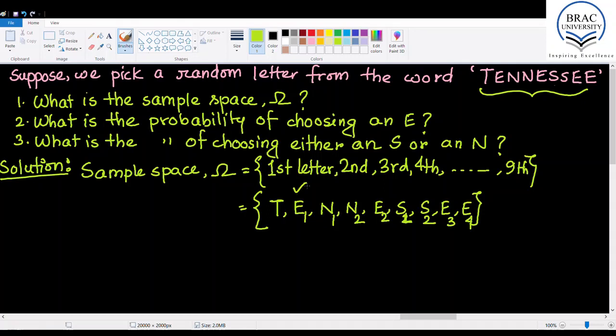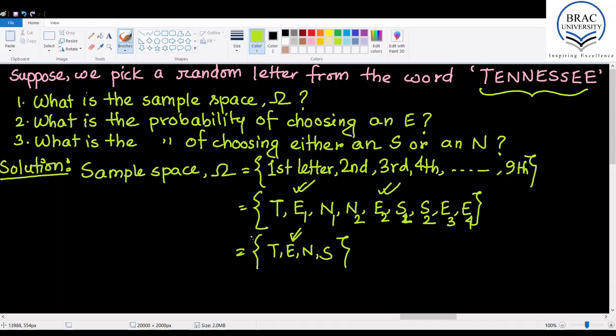So if we choose this, that means I picked the first E. If we choose this, then that means I chose the second E. All right, but if we put the letters like this, suppose T, E, N, S, it wouldn't be clear which one of these 4 E's is being picked, right?